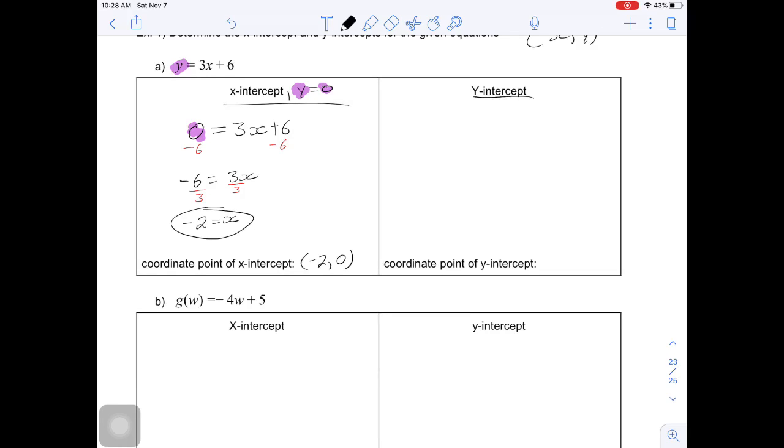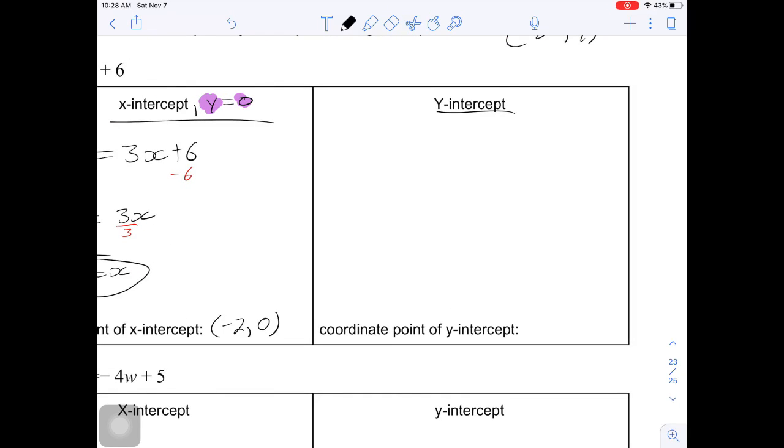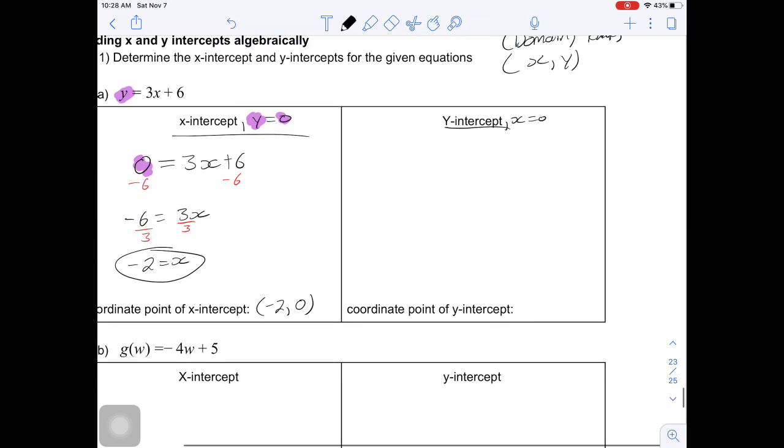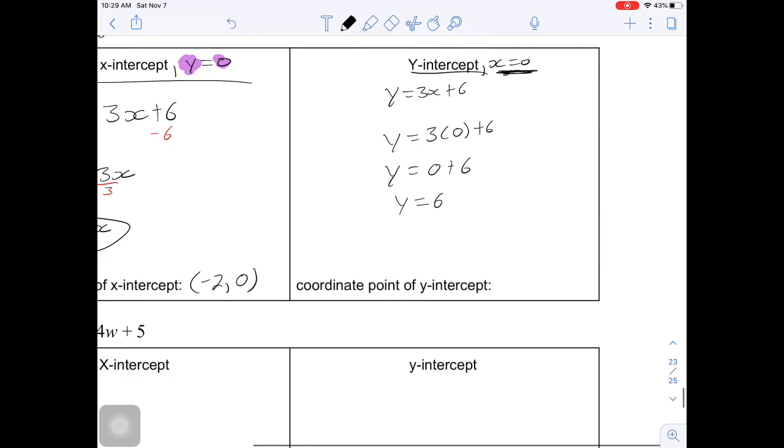Okay, let's find our y-intercept. Our y-intercept is usually much easier to find because it's just when x equals 0. So here I have to take my x value, replace it with 0, and solve for y. I have y equals 3x plus 6. Now I'm going to replace x with 0. So this becomes y equals 3 times 0 plus 6. 3 times 0 is 0, plus 6. 0 plus 6 equals 6. So when x equals 0, y equals 6. So here I will get the point (0, 6).